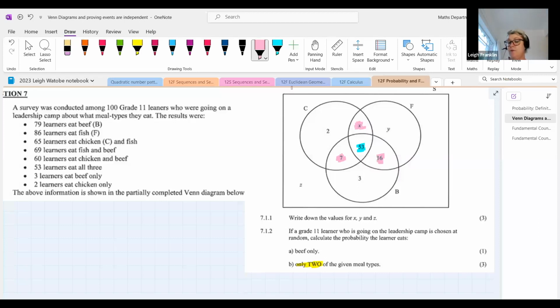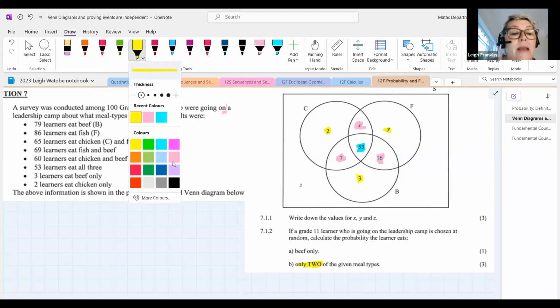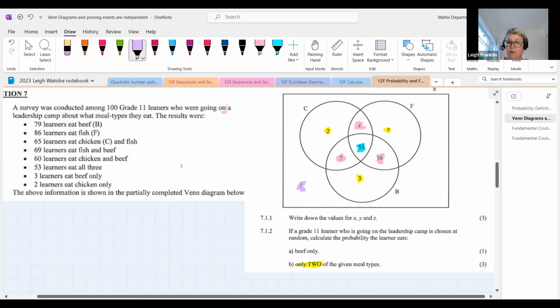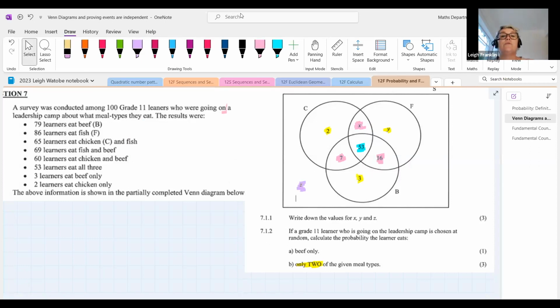Okay, the 53 in the middle eat all three. The pink ones eat two. And let's highlight the ones in yellow eat one food type only. The people on the outside, however many there are in Z, they don't eat any. Okay, that's how it works.